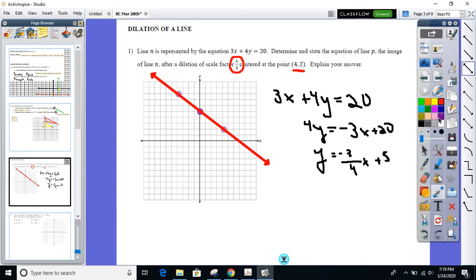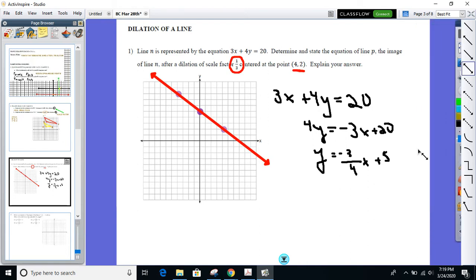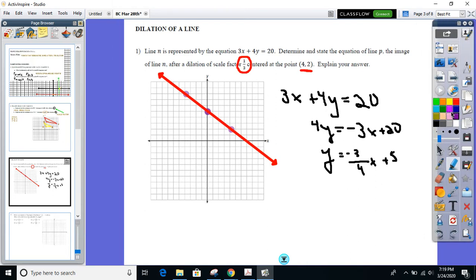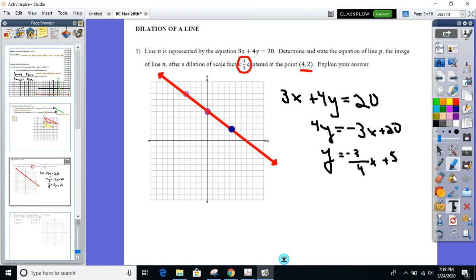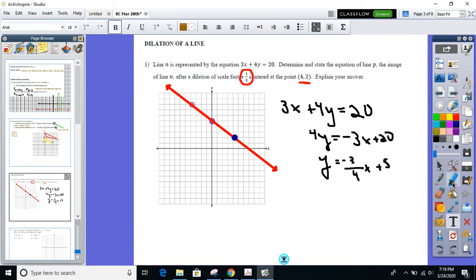Hey, take a little peek. Where's (4, 2)? Go ahead, look where (4, 2) is. 1, 2, 3, 4, 2. Oh, let's talk here, kids. That ended up on the line. So what we're doing here is that we have a 1/3, which means points are getting closer. So here's what we just figured out.